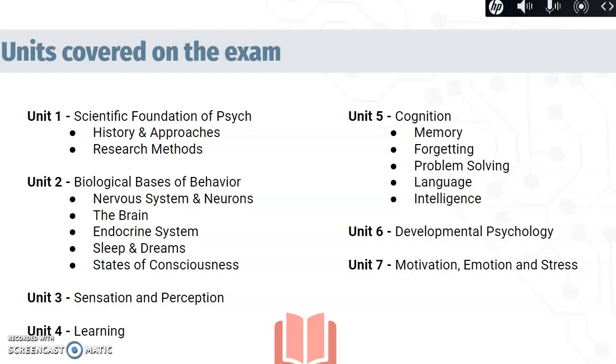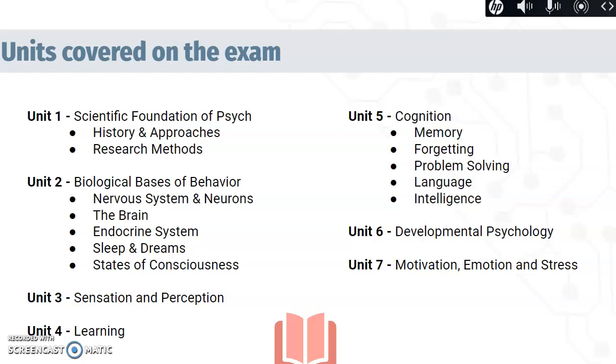On our exam, the units that are going to be covered, hopefully by now we've gone over these really thoroughly, are scientific foundations, which includes the history, approaches, and research methods. Then the biological basis of behavior: neurons, the brain, the endocrine system, sleep and dreams, and states of consciousness, a big unit. Unit 3 is sensation and perception, 4 is learning, and 5 is cognition, another big, important one. It has memory, forgetting, problem solving, language, and intelligence.